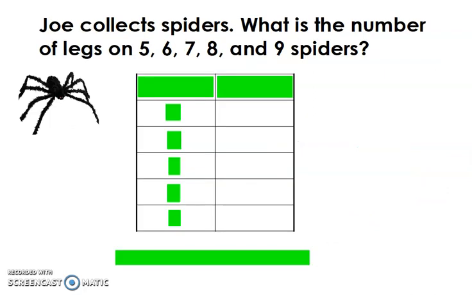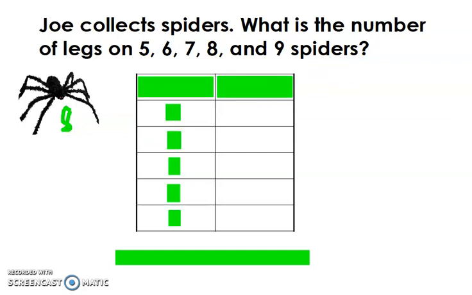Let's look at another problem. Joe collects spiders. What is the number of legs on 5, 6, 7, 8, and 9 spiders? Wow. Okay, so first thing I need to think about is how many legs are on a spider. So there are 1, 2, 3, 4, 5, 6, 7, 8. There are 8 legs on a spider. So I'm going to write 8.